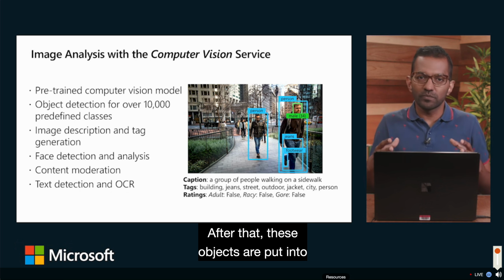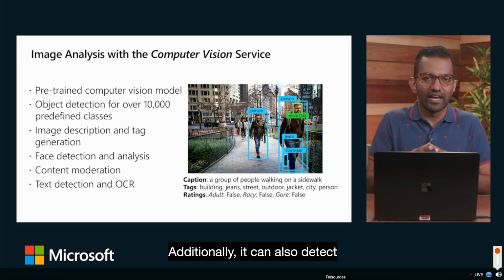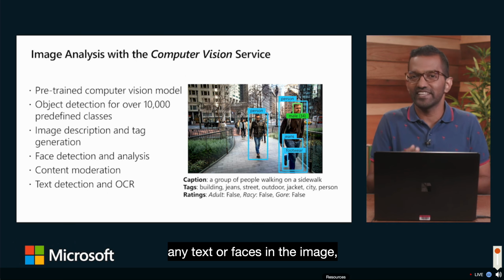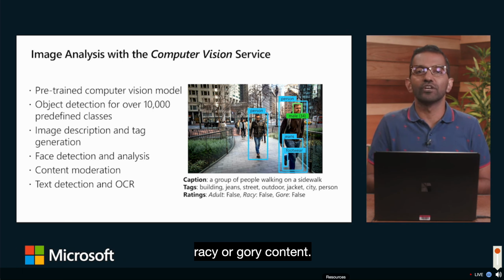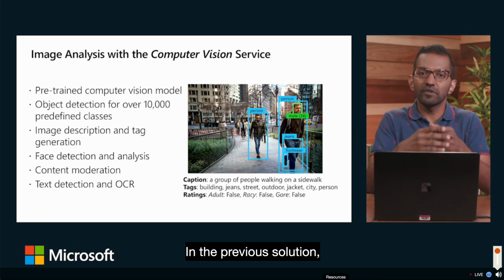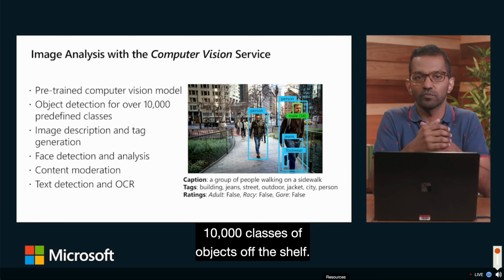After that, these objects are put into context to generate a suitable caption. Additionally, it can also detect any text or faces in the image and identify the presence of adult, racy, or gory content.